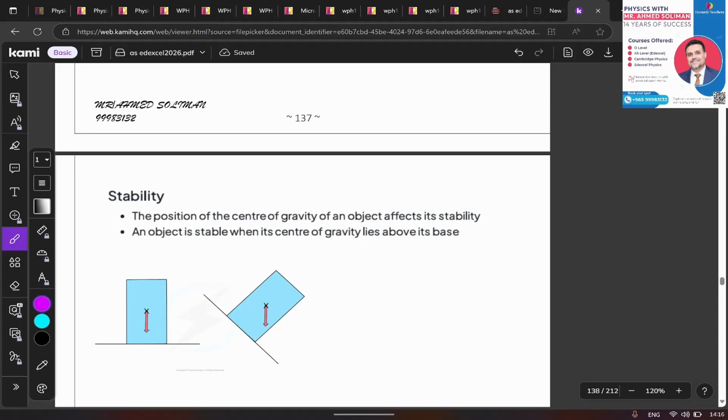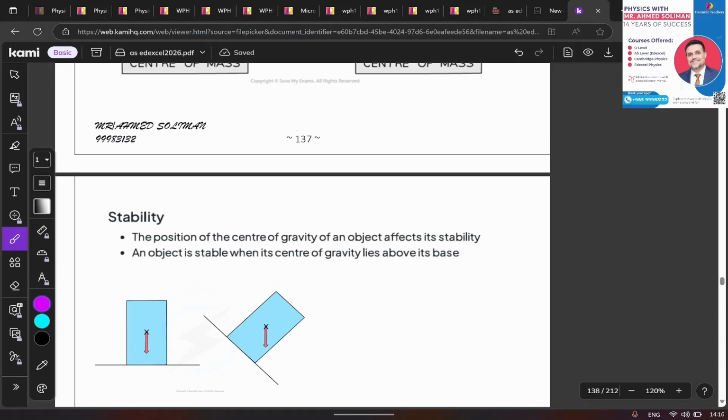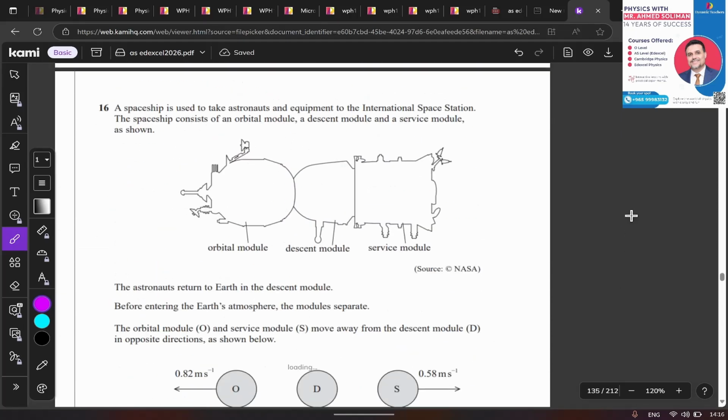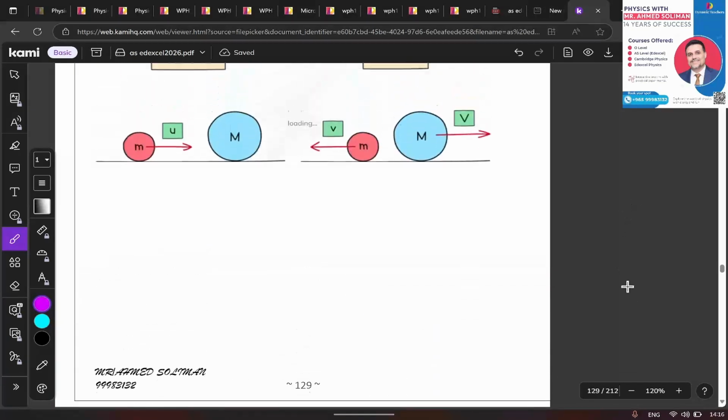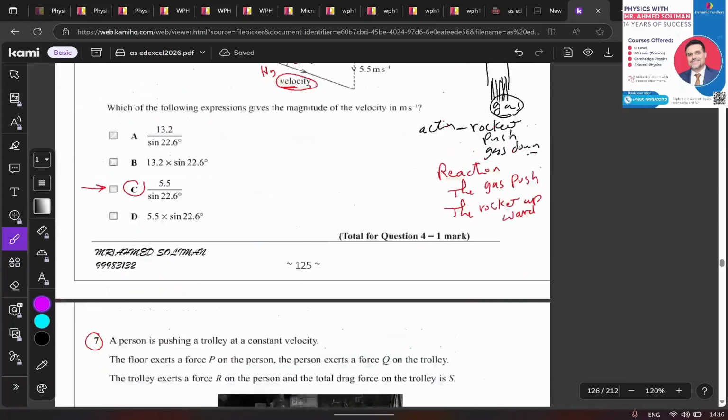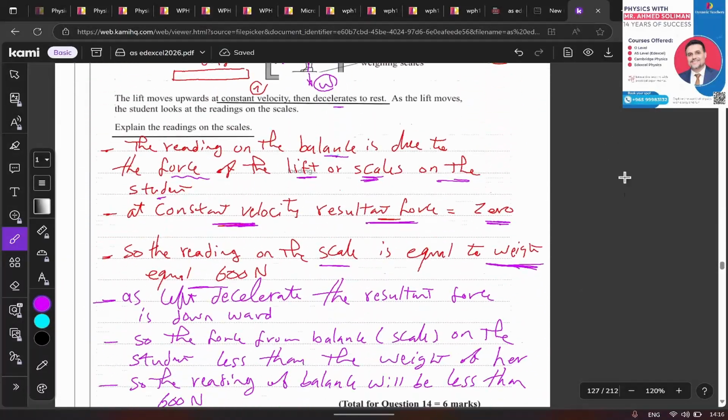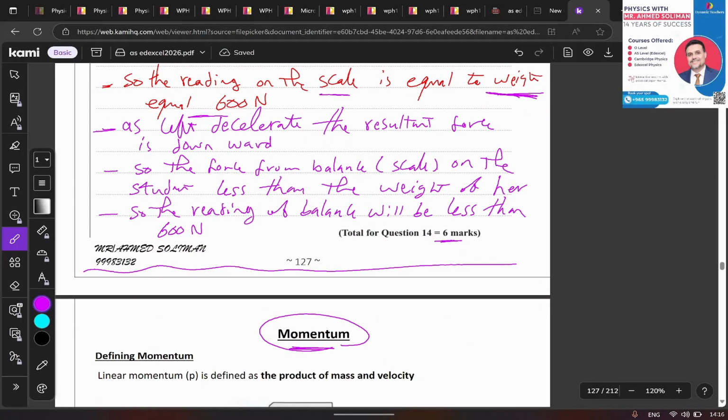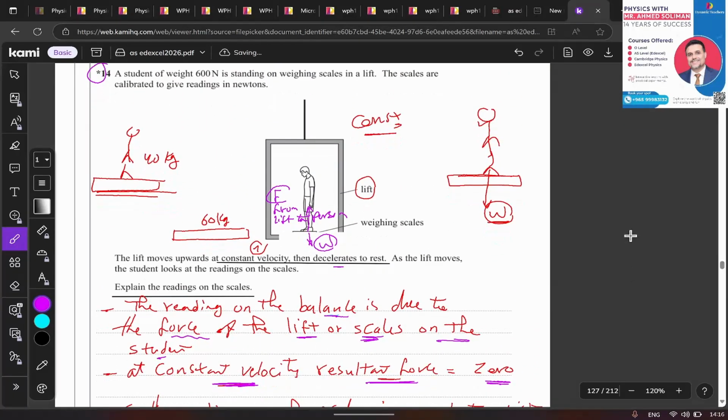Also, maybe I will send some hard questions in the homework, because I want to see how you think when you have a hard question. And every time I repeat, if you have a question with 6 marks, you have to start from the beginning and go step by step.